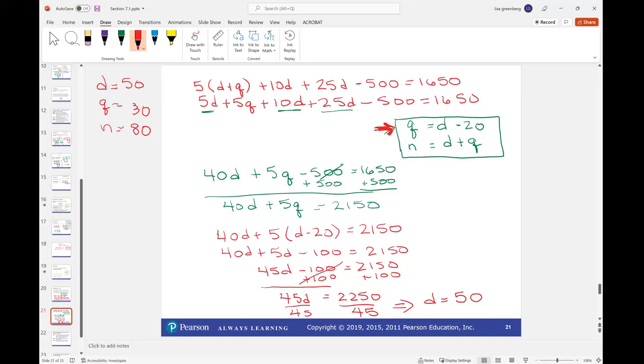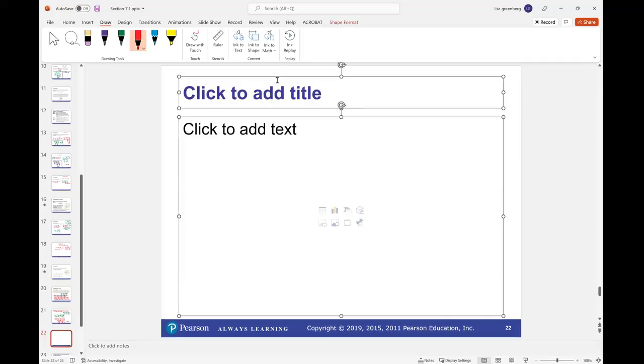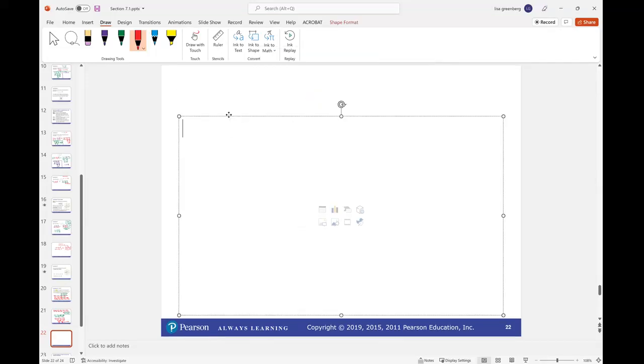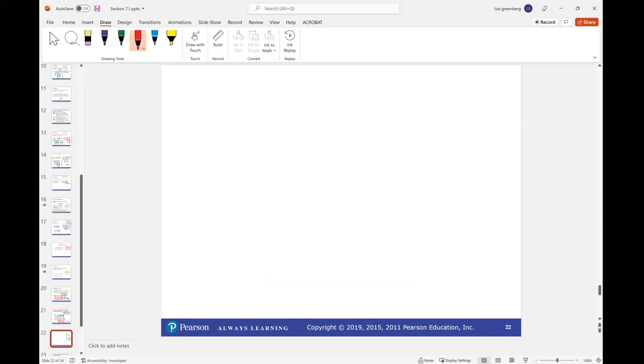And then what you could do is you can actually calculate this. Should we do it? Yeah, let's do it, just to make sure that it's correct. So let's put a new slide in here. And so we said we have 50 dimes, 30 quarters, and 80 nickels. D equals 50, Q equals 30, and N equals 80.